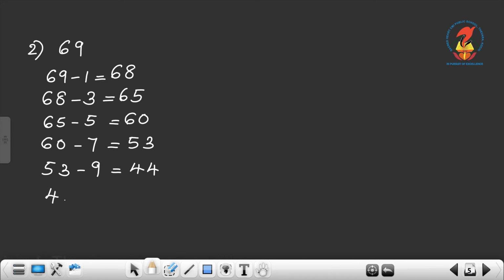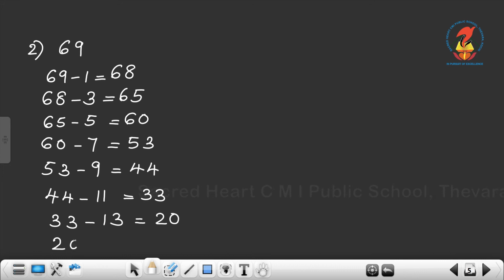Then 44 minus 11 equal to 33. Then 33 minus the next odd number, 13, equal to 20. Then 20 minus the next one, 15, equal to 5. Then 5 minus 17 equal to, what you will get? 5 minus 17, you will get a negative integer, a negative term.